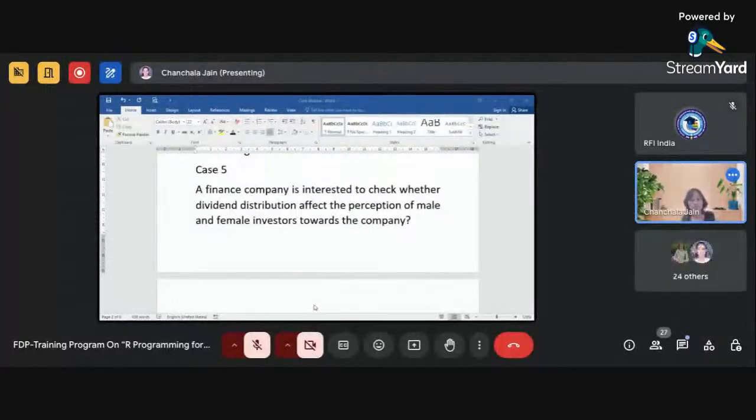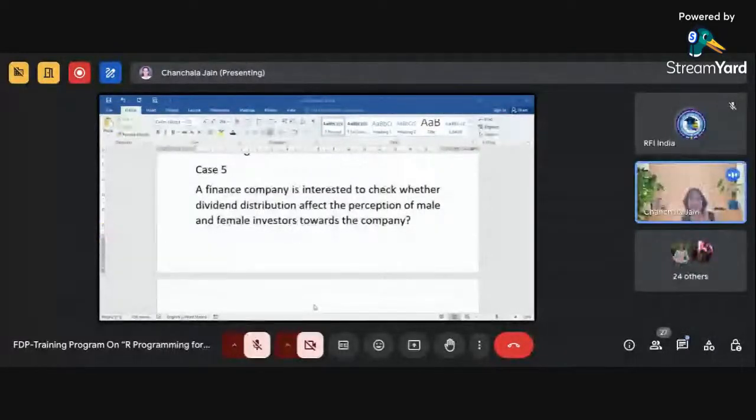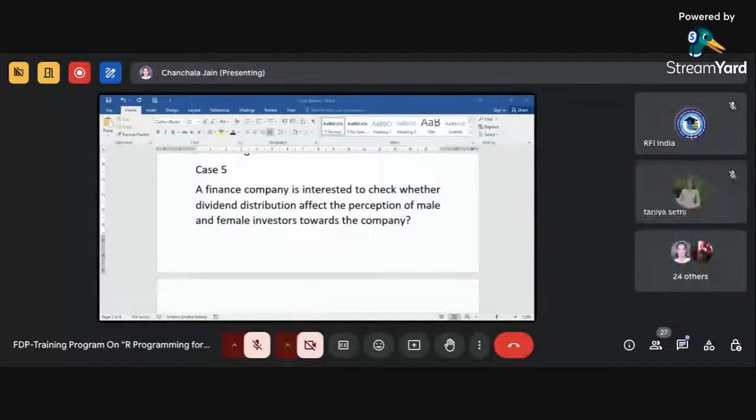Yes, ma'am. Chi-square, it would be the independence of attributes case. Yes, because there are two variables in that case also, both categorical variables: the perception of dividend distribution, and the gender, male and female. Okay, ma'am. Right? Yes, ma'am. So shall I proceed to the next situation?